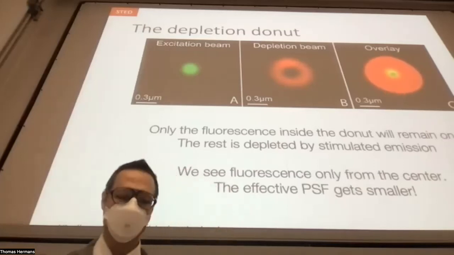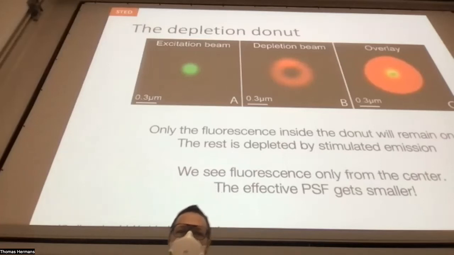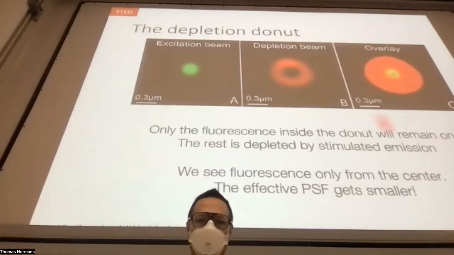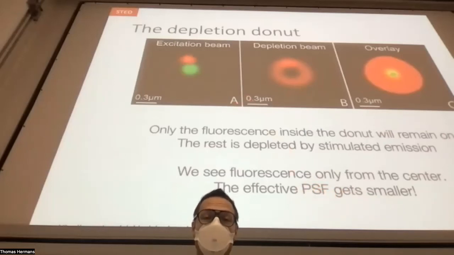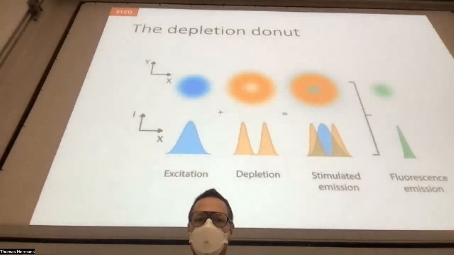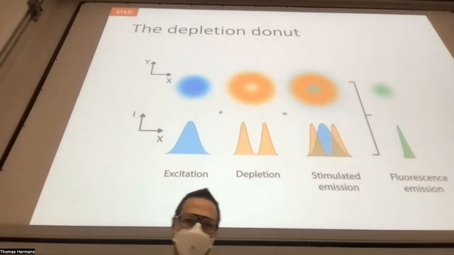Okay, so the result of that is that the point spread function, the PSF, is actually smaller than it can optically be. In more images, the excitation beam has this kind of Gaussian shape. The depletion beam is a donut. I put them together, and I only get fluorescence emission from a very narrow region in the center.